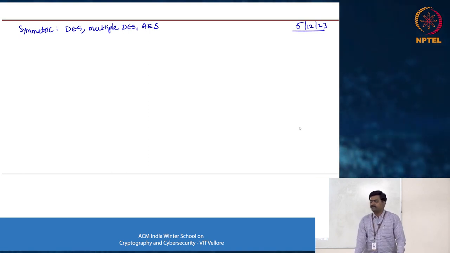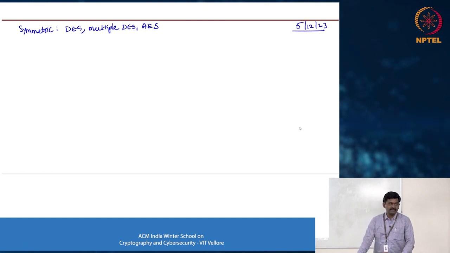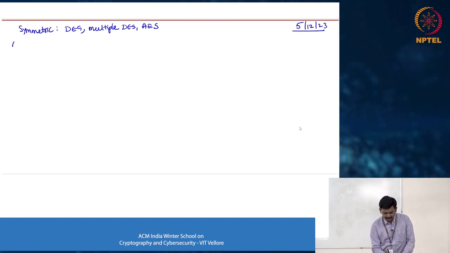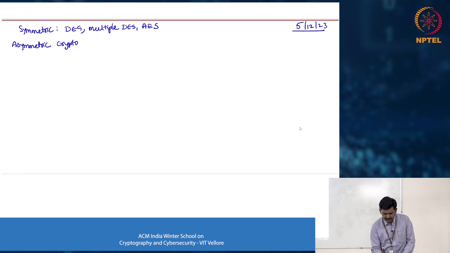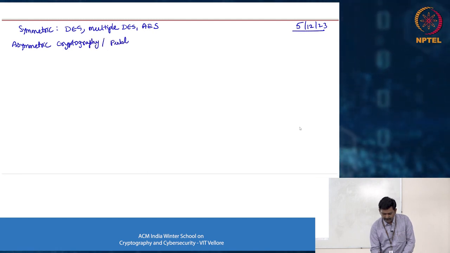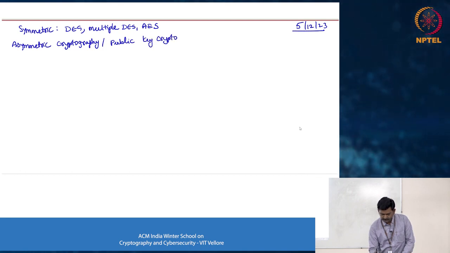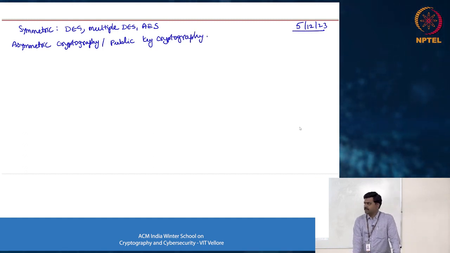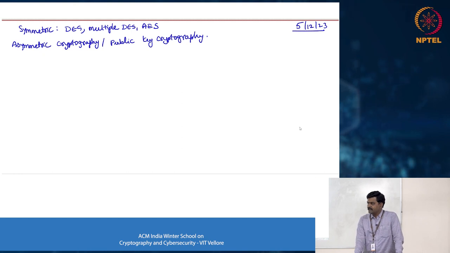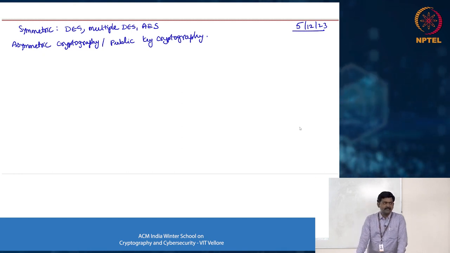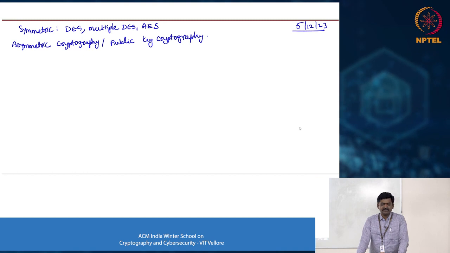I gave a very broad overview of asymmetric techniques, right? And asymmetric cryptography is also known as public key cryptography. Why is it called public key cryptography? Because you are encrypting with the public key and decrypting with the private key.